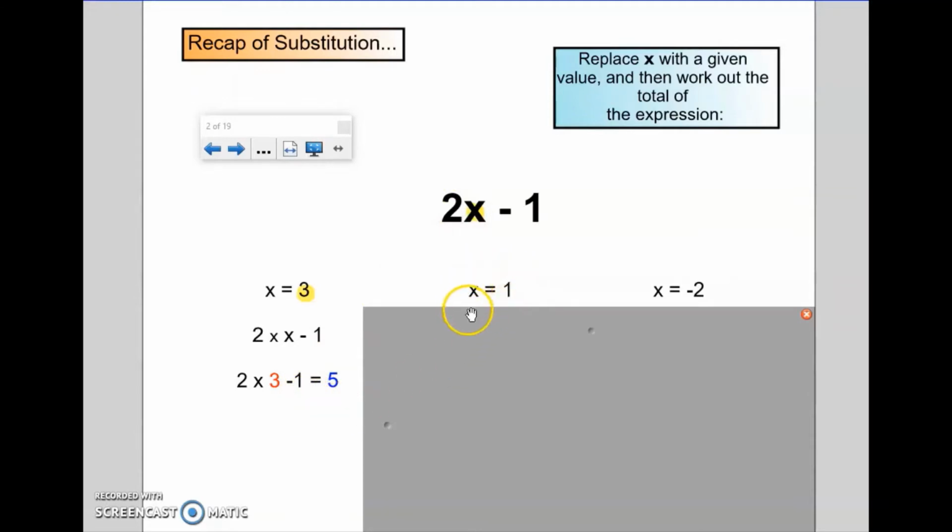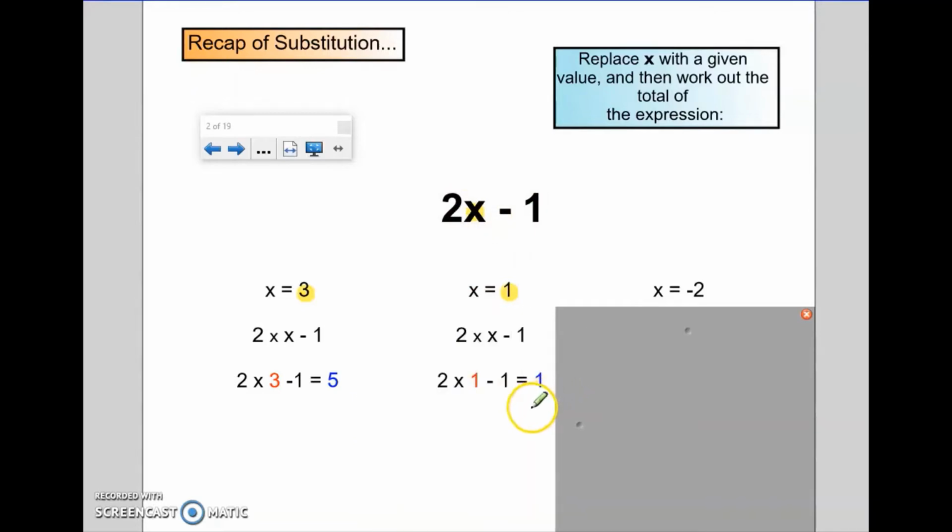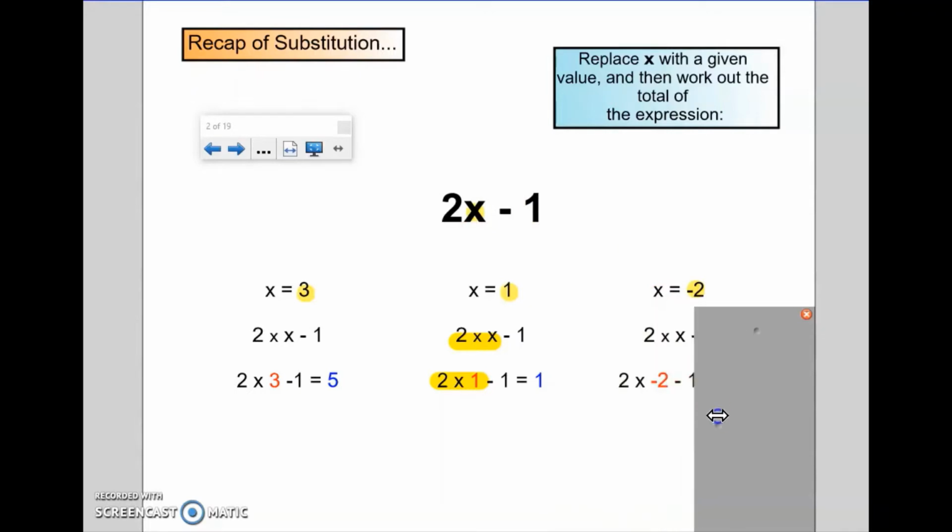If I was to say that the value of x is 1, I take 1, substitute it into this expression. 2 times 1 is 2. Take away the 1, it's going to give me a value of 1. Again, 2x is equivalent to 2 times x, which once I do the substitution becomes 2 times 1. If I make the value of x a negative, -2, substitute that into the expression here. 2 times -2 is -4. Then I'm going to subtract 1, so I get further away from 0. That's going to take me to a value of -5.